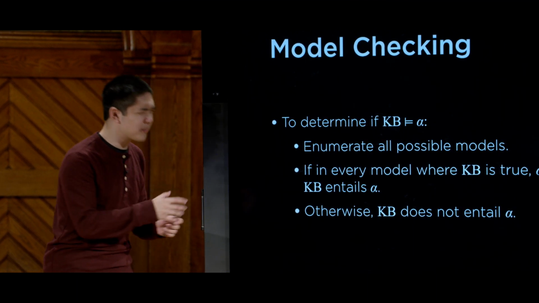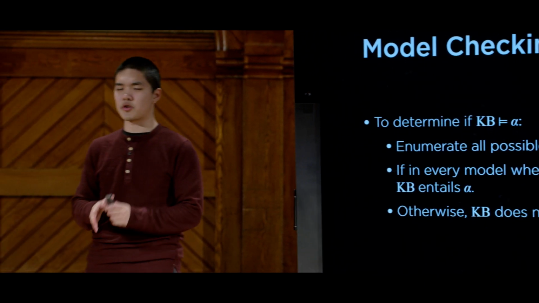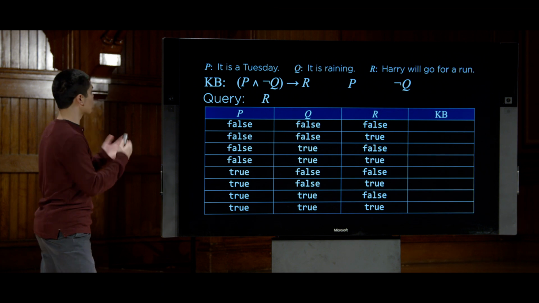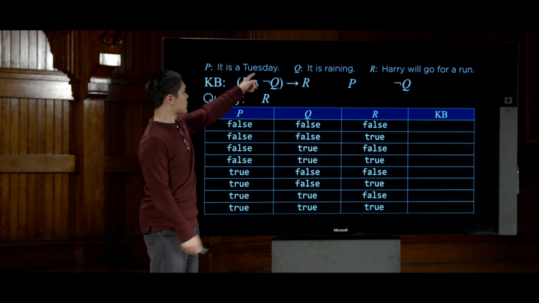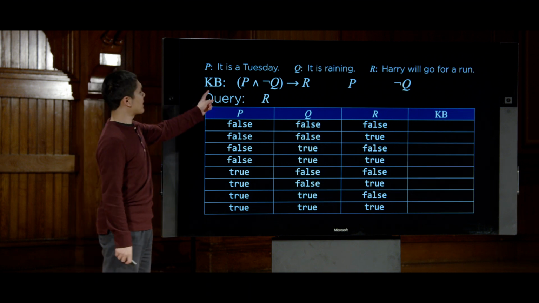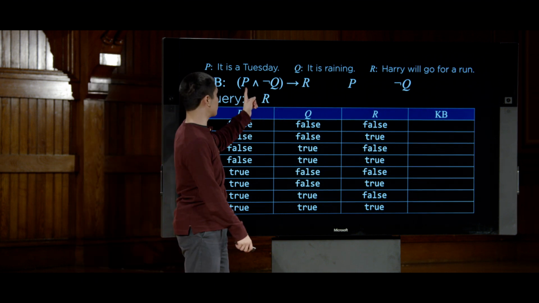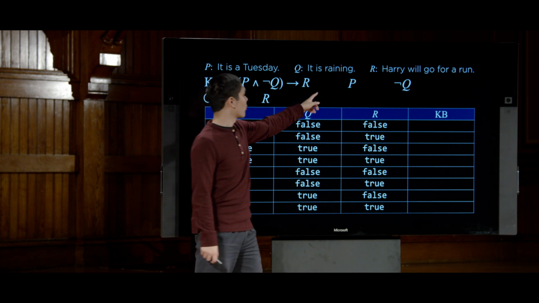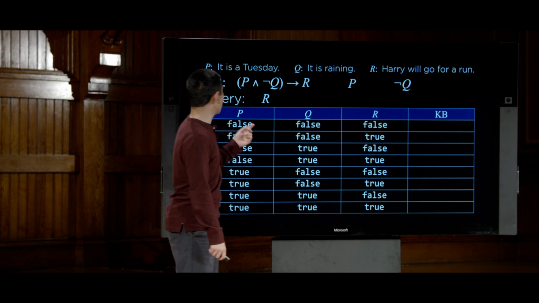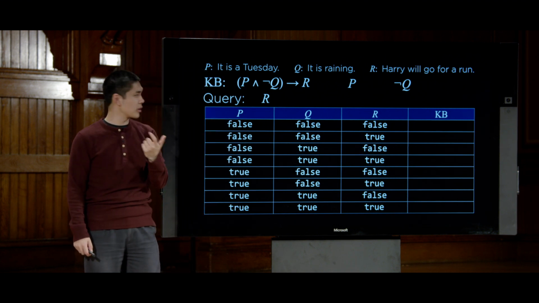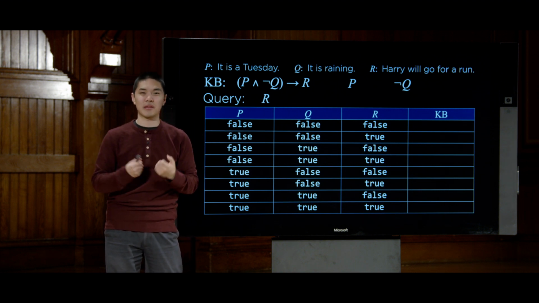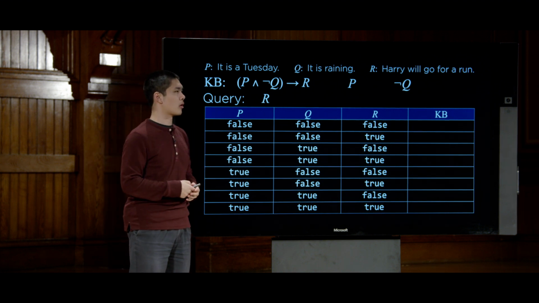All right, so this is a little bit abstract, but let's take a look at an example to try and put real propositional symbols to this idea. So again, we'll work with the same example. P is it is a Tuesday. Q is it is raining. R is Harry will go for a run. Our knowledge base contains these pieces of information: P and not Q implies R. We also know P, it is a Tuesday, and not Q, it is not raining. And our query, our alpha in this case, the thing we want to ask is R. We want to know, is it guaranteed, is it entailed that Harry will go for a run?